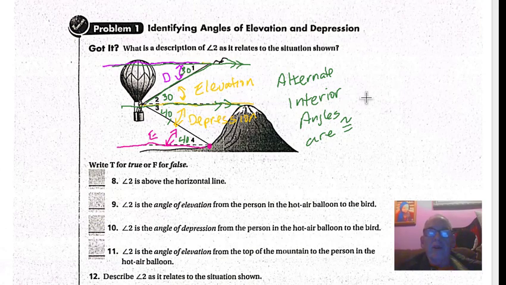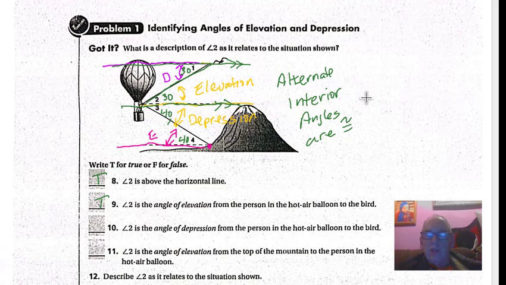Angle 2 is above the horizon line from the person on the balloon. Yes, that's a true statement. Angle 2 is an angle of elevation from the balloon to the bird. Yes, that's true. It's an angle of elevation. They're looking up at the bird.